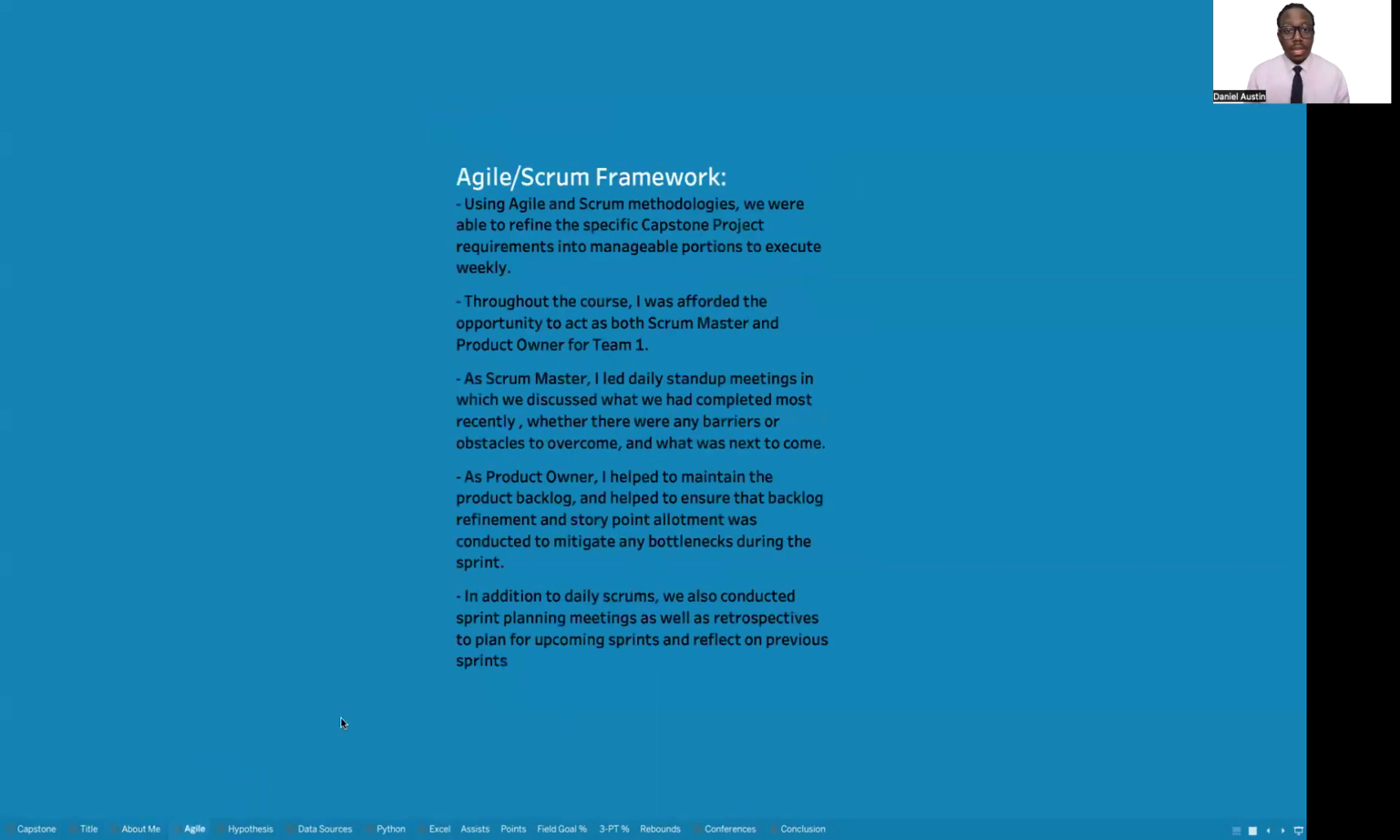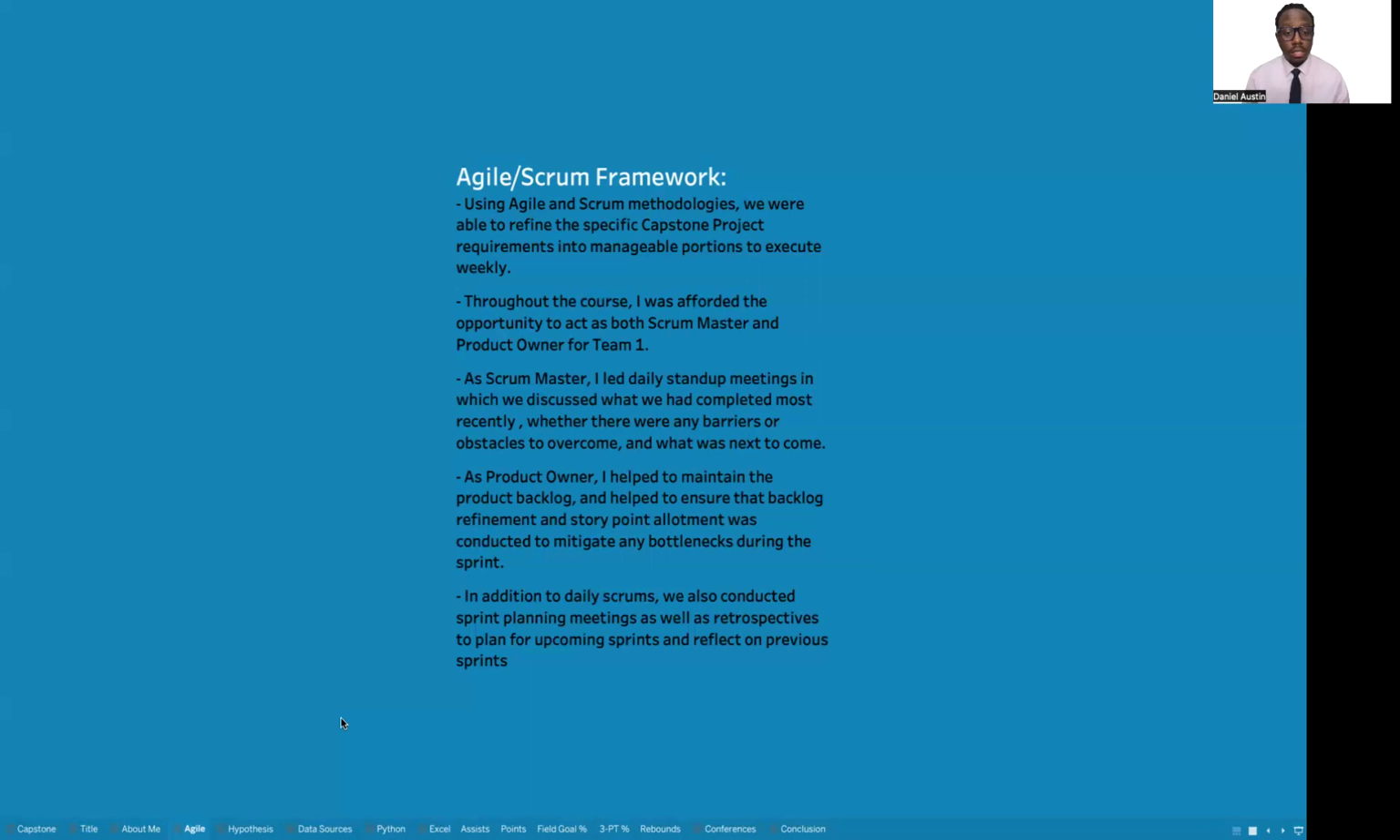All right. Agile and Scrum framework. So using the Agile and Scrum methodologies, we were able to refine our specific capstone requirements into more manageable portions and parse those out so we can keep better track of those and execute them on a weekly basis. Throughout the course, I was afforded the opportunity to act as Scrum Master, where I led the daily stand-up meetings where we discussed what we had completed most recently, if there were any barriers or obstacles in the way, how we were able to overcome those, or how we could mitigate what was next to come if we noticed any type of potential risk coming our way.